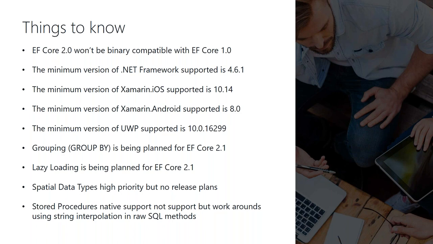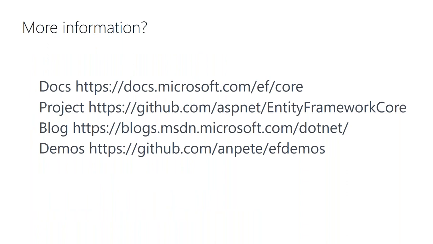A few other things: grouping is planned for EF Core 2.1. EF Core 2.1 should come out with .NET Core 2.1, which will be sometime in early 2018. Also, lazy loading is not in EF Core 2.0, but it is planned for 2.1. Another thing that I like to use a lot, and have used in the past, is spatial data types. It's a high priority, but no release plans have been announced for that. And I think I said it before, native support for stored procedures is not supported, but there are workarounds, like I explained, by using raw SQL methods.